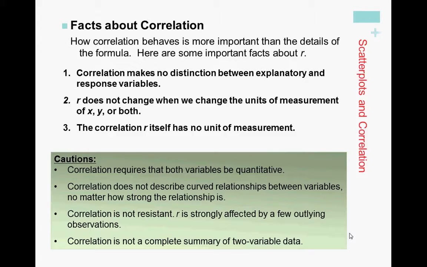Correlation is also not resistant. R is strongly affected by a few outlying observations. So outliers have a big effect. Correlation is not resistant. And correlation is not a complete summary of two variable data. It is helpful, but it should never be viewed as the catch-all or the end of the story, and that's all we need to know.